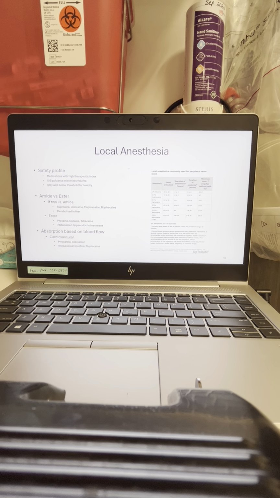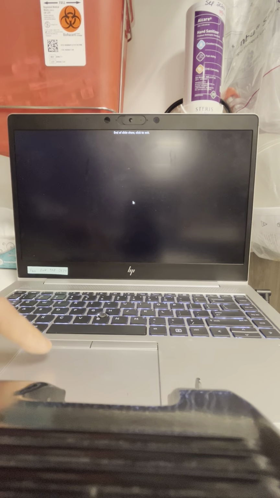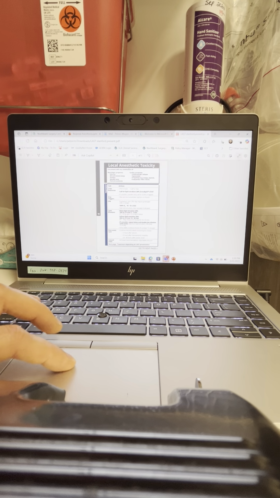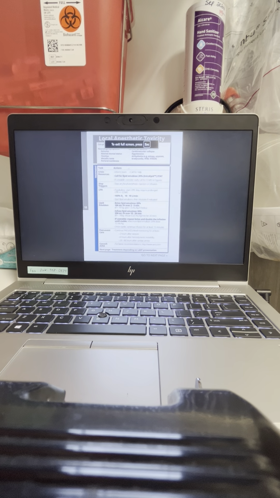I don't know if you have these ones. Is that what you'd see? Pass them on or just here? Was it on your chair? Local anesthetic toxicity. I don't think we have any extra. Or I can talk about it on this one if you want.